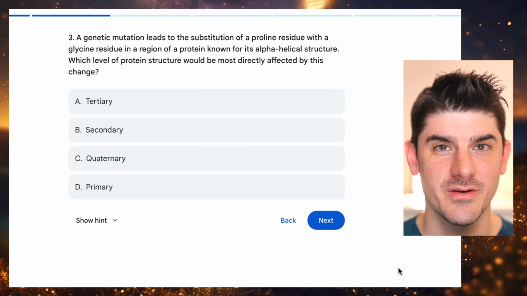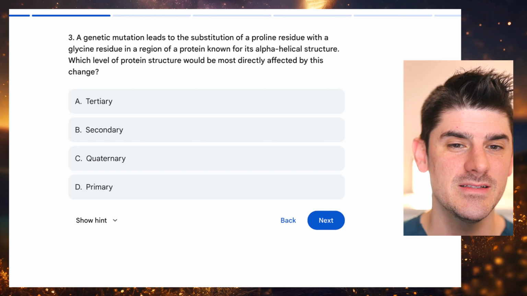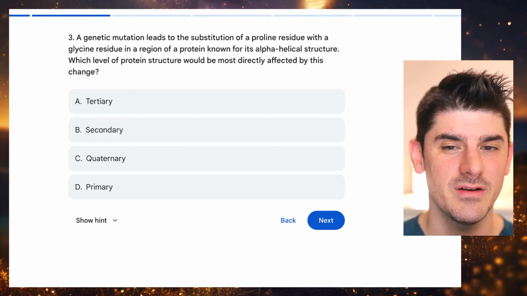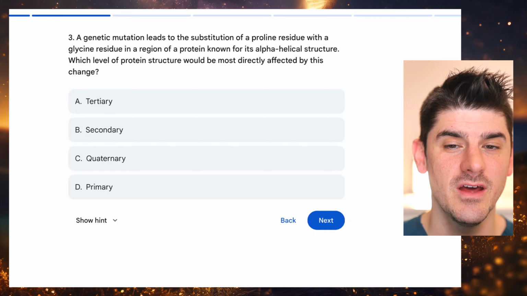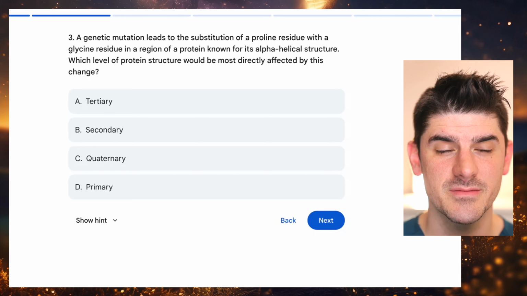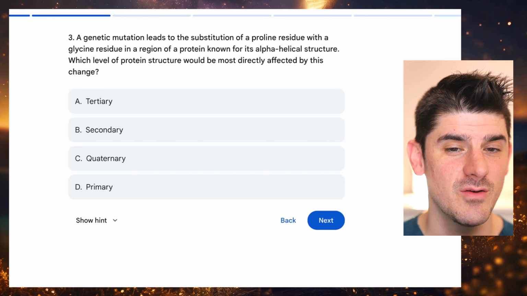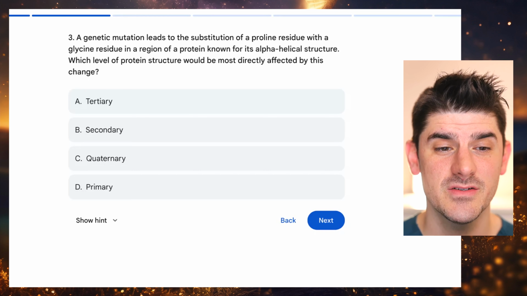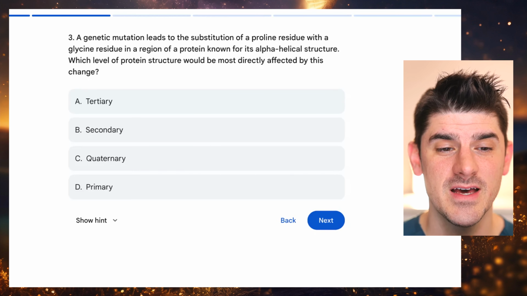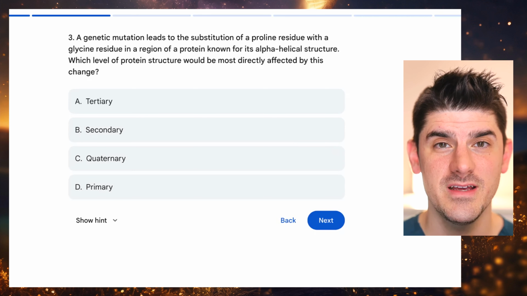All right, question 3. A genetic mutation leads to the substitution of a proline residue with a glycine residue in a region of a protein known for its alpha helical structure. Which level of protein structure would be most directly affected by this change? A, tertiary, B, secondary, C, quaternary, or D, primary.